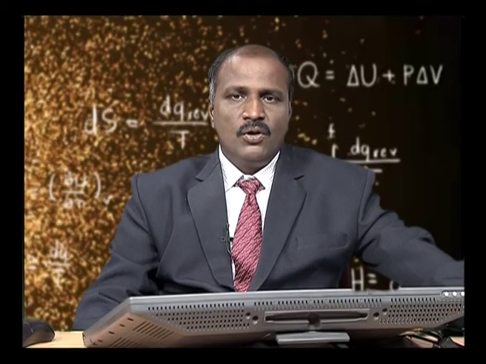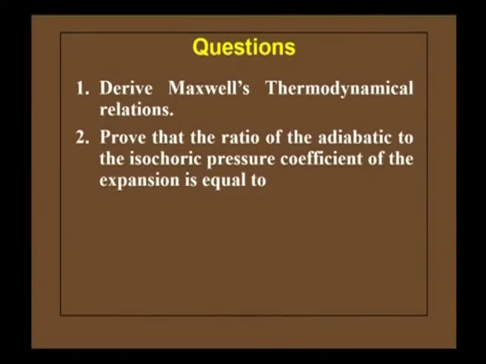These are the following questions you can answer at the end of this lecture. The question is: derive Maxwell's thermodynamical relations; prove that the ratio of the adiabatic to the isochoric pressure coefficient of expansion is equal to gamma by gamma minus 1.